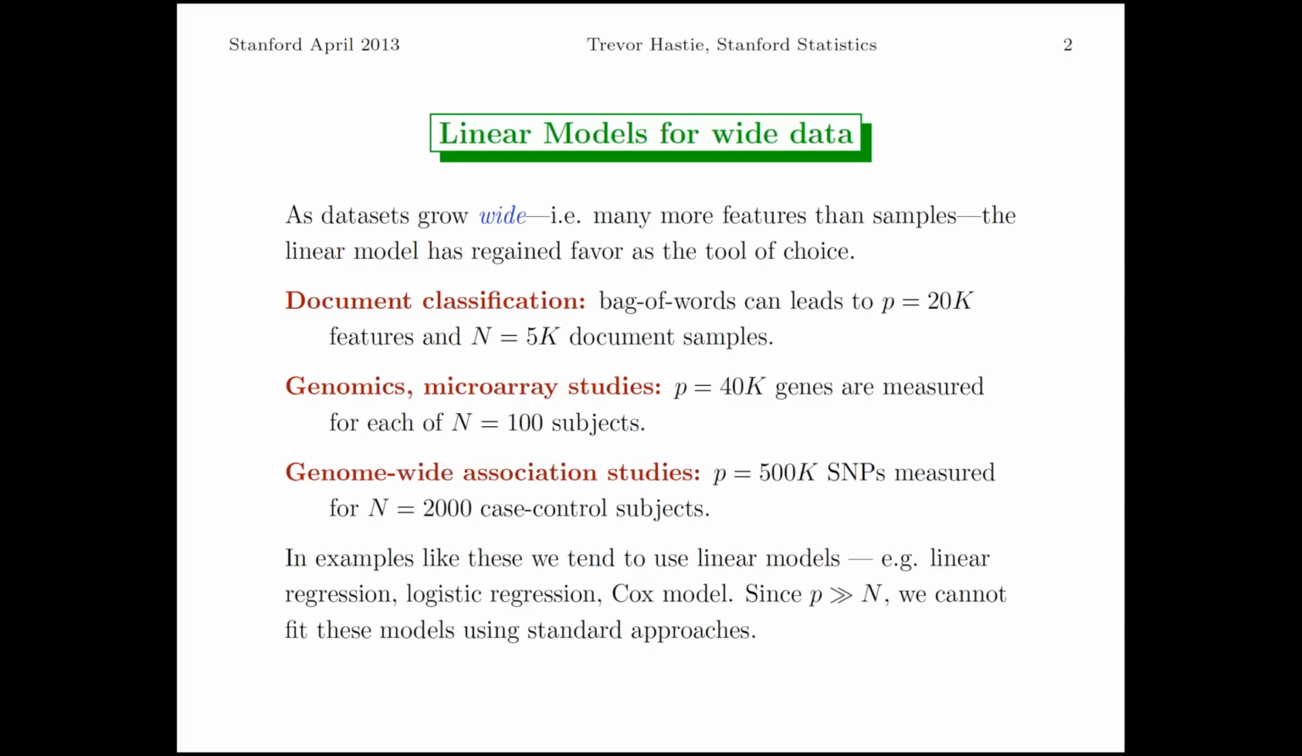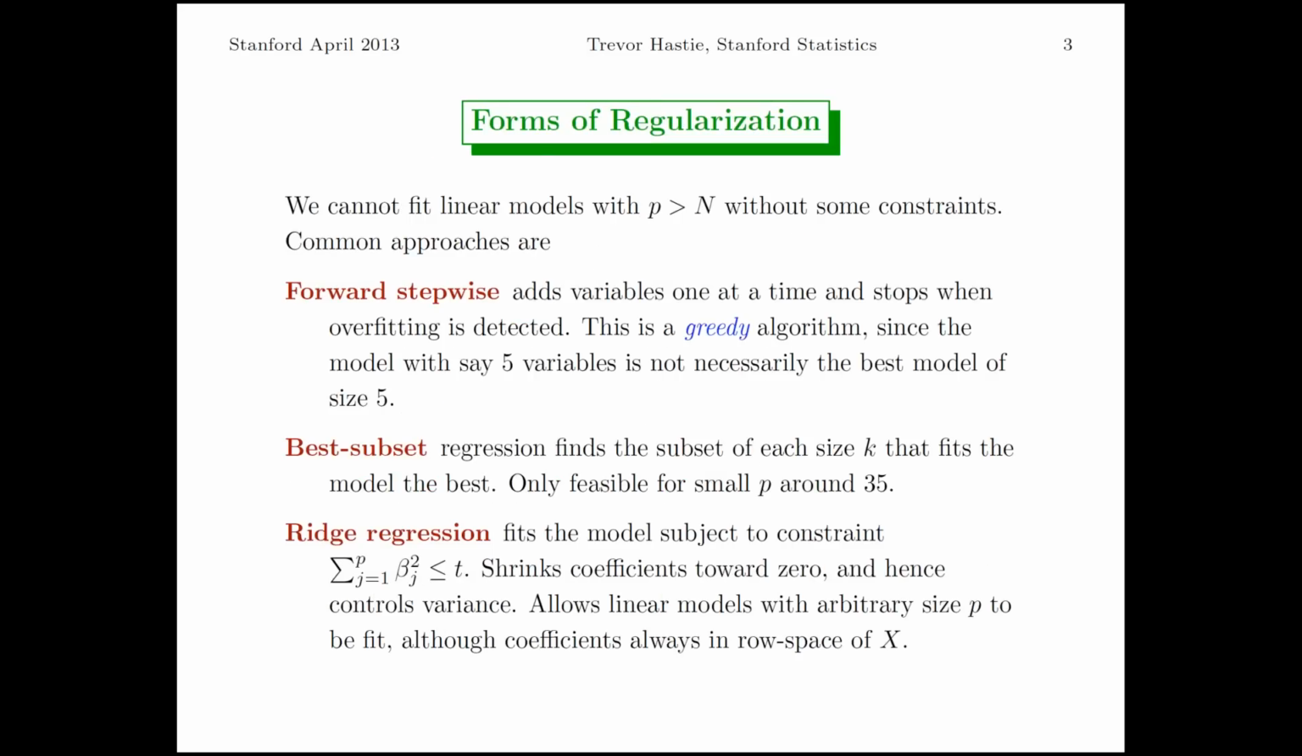And when you've got so many variables, we tend to use linear models. Linear models are rich enough, you know, and are typically too rich. And so we can get away with linear models, and they become very useful again. And so linear regression, logistic regression, Cox models, and so on. Because we've got so many variables, as you probably all know, you cannot just fit a linear model with more variables than observations without some kind of regularization or constraints.